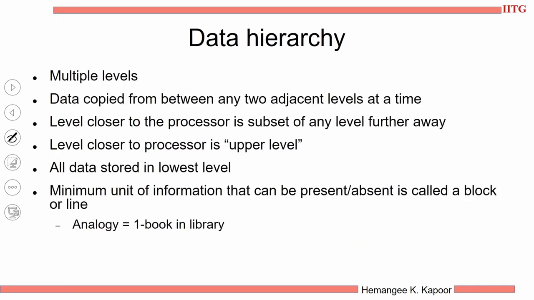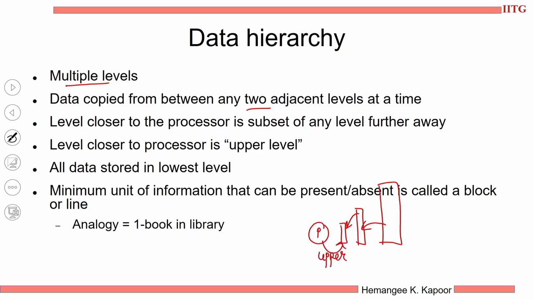Okay, so when we say hierarchy, we have multiple levels, and we want to bring data from one level to the other level. So we have one level, second level, third level, which is even bigger. The data doesn't get transferred across all levels. We only transfer data from one level to the other level, from here to here, from here to here. So between two levels, the data normally gets transferred between two adjacent levels. Okay. And the level which is closer to the processor, the closest one, is called the upper level. And the others are called lower levels.